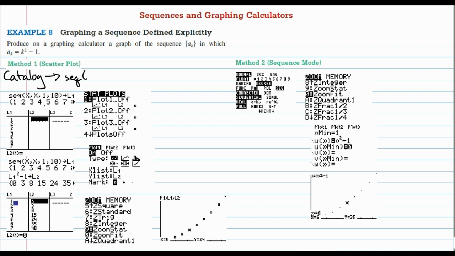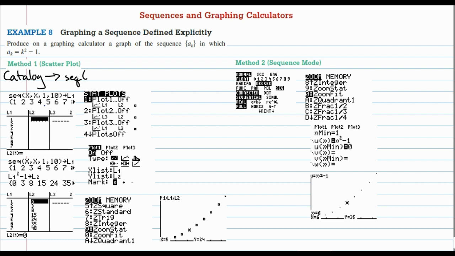So now L1 has basically the number of the entry, first entry, second entry, third entry, your k value. And then here is what happens to that value. So these are explicitly defined. And then I can turn the plot on. And I chose zoom stat because I'm entering statistics. And I can see that the graph turns into half of a parabola, as I had predicted it would from the original equation.